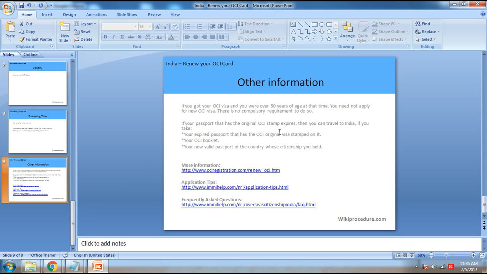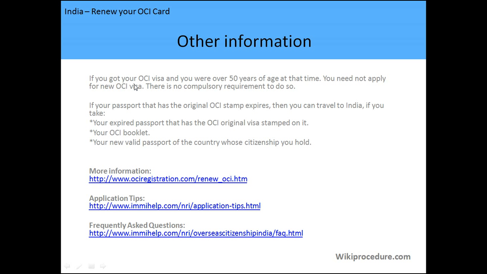And other information is that, as I said, I'm just going to take you to the screen to make it slightly bigger. So if you got your OCI visa, and you're just over 50 years of age at the time, in the sense, if you are applying for the first time for an OCI card, and you are just over 50 when you're applying, then you do not have to go and renew your OCI card. So that is what's been explained in the first sentences.